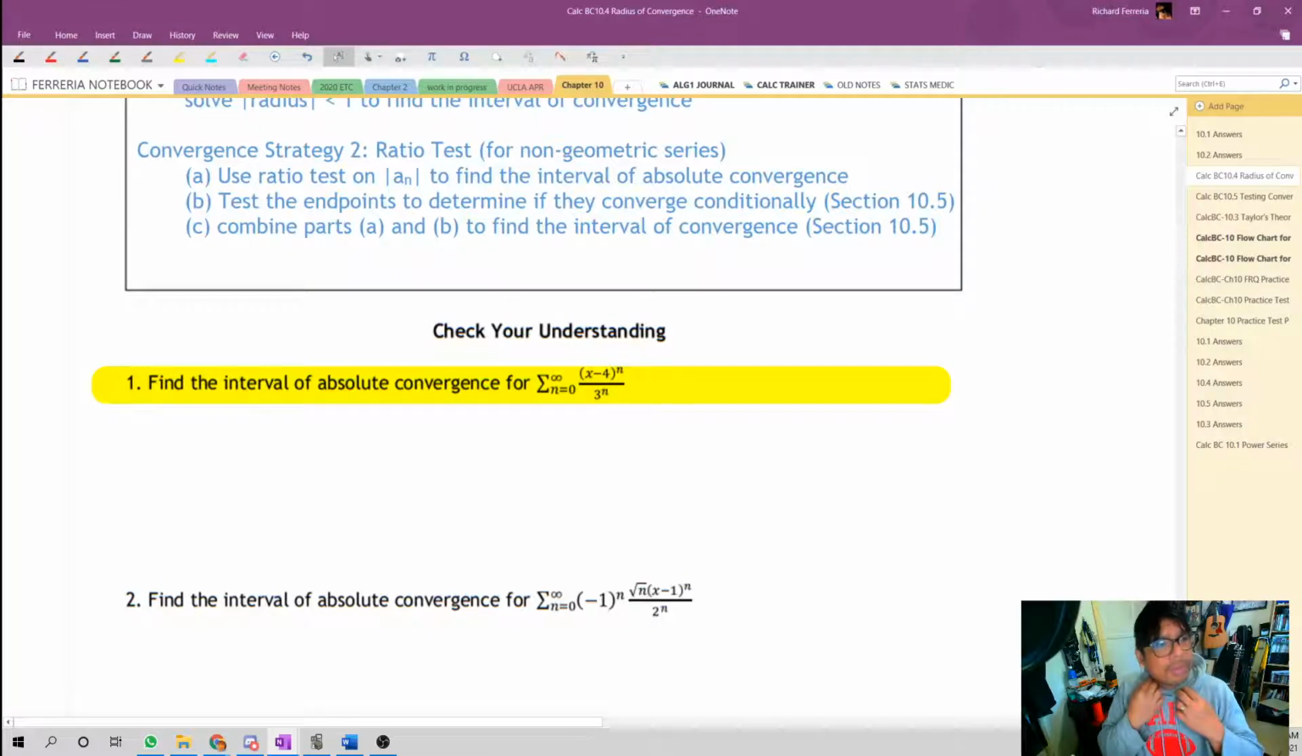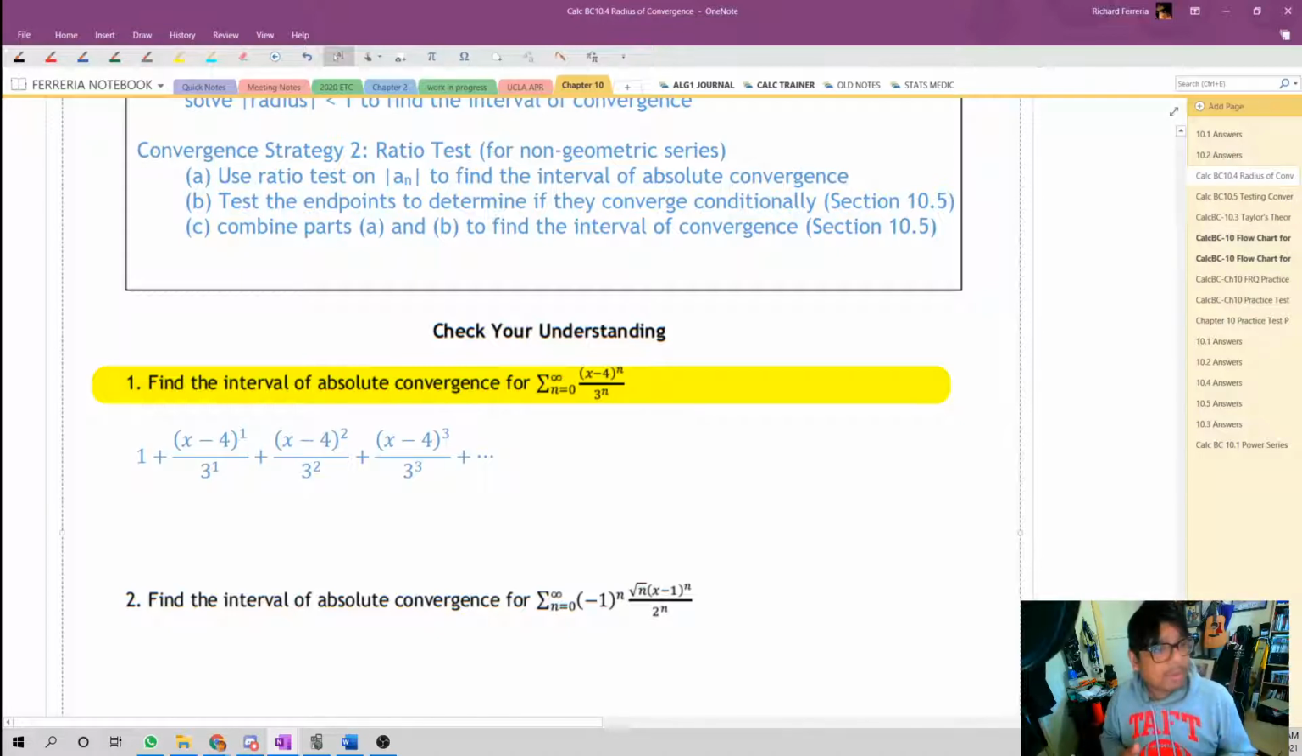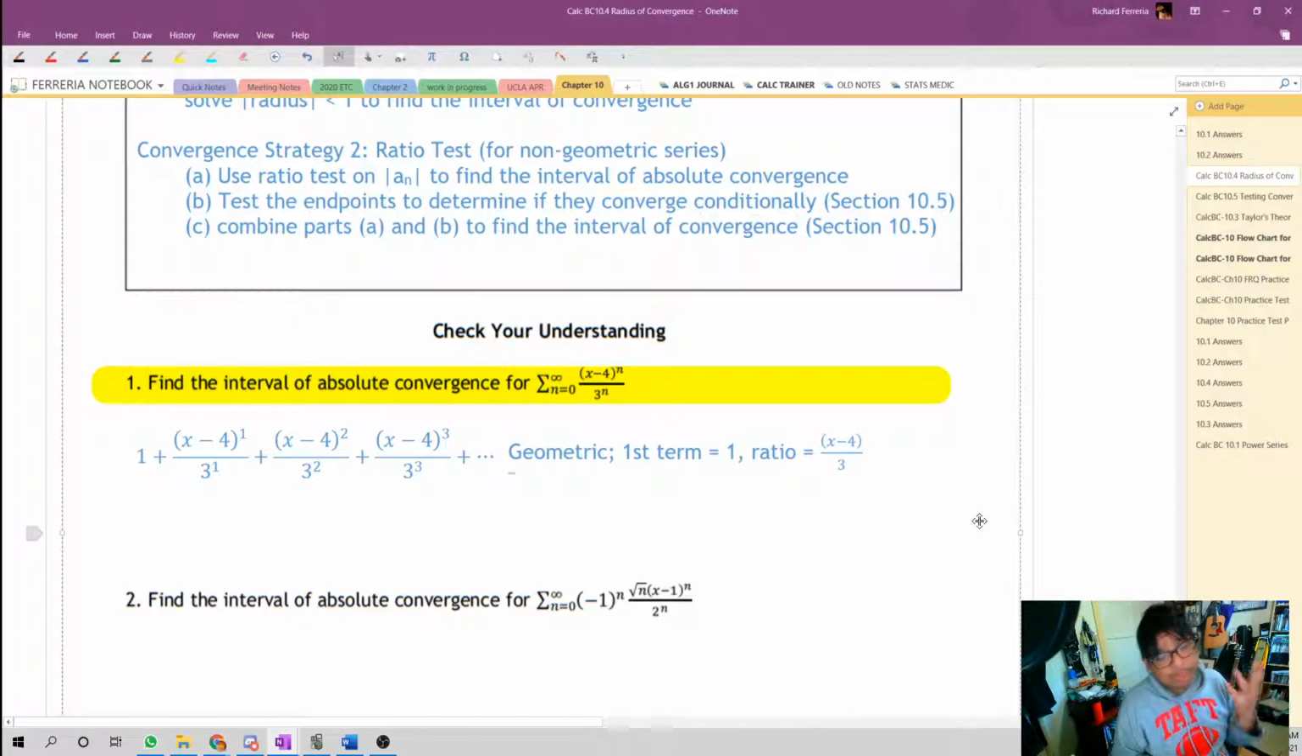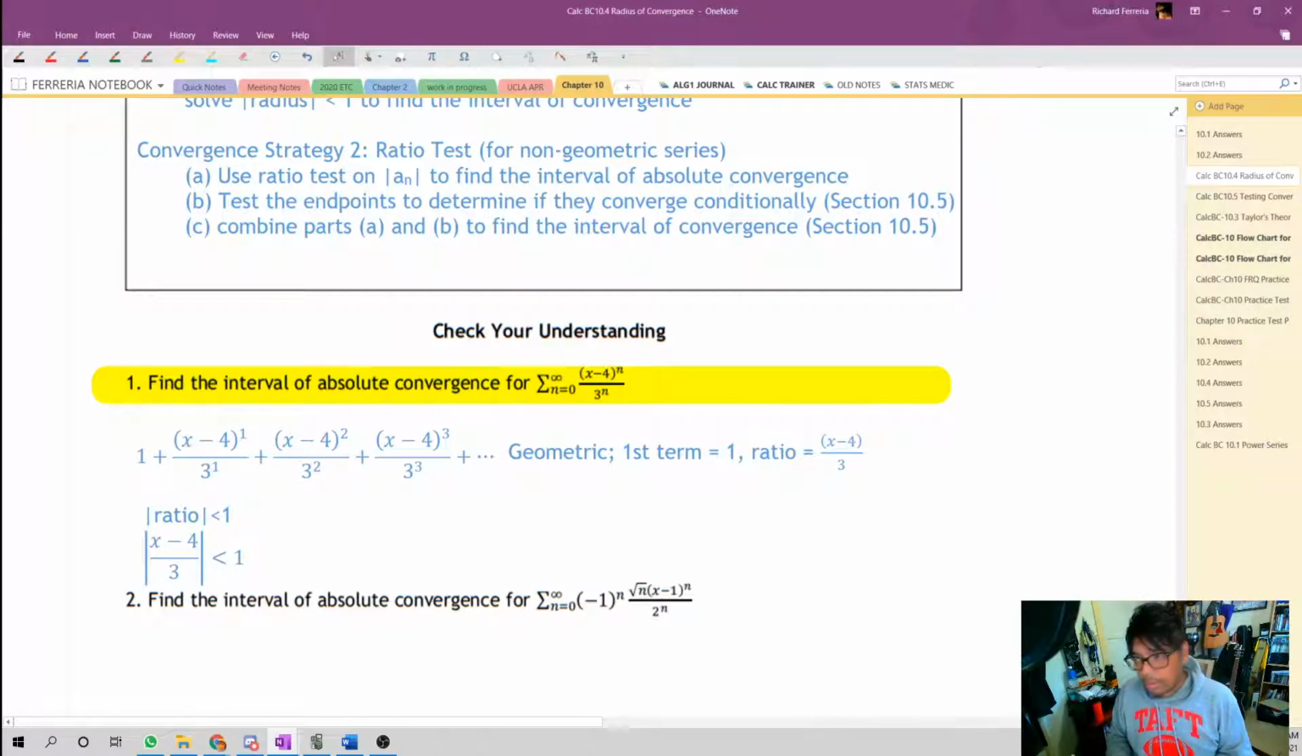So let's find the interval of absolute convergence for this series. We've got x minus 4 to the n over 3 to the n. Let's see what kind of series we have here. Writing out the first 4 terms, that definitely looks geometric to me. So this is a geometric series with the first term equal to 1, and the ratio is x minus 4 over 3. So the absolute value of the ratio has to be less than 1, which means the absolute value of x minus 4 over 3 needs to be less than 1.